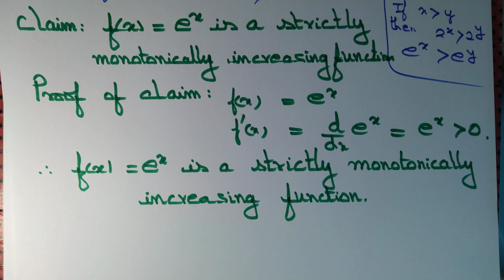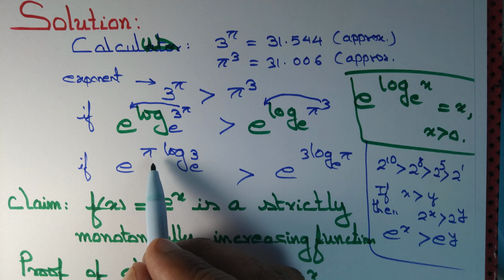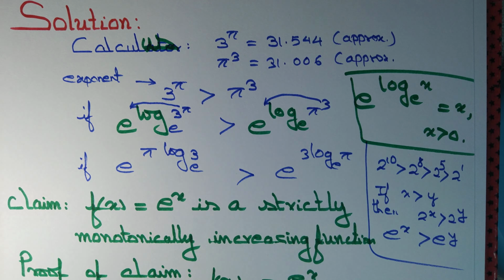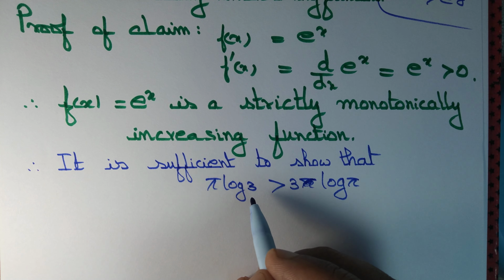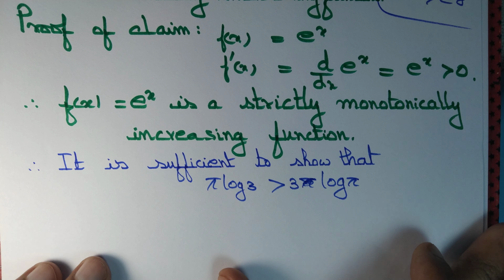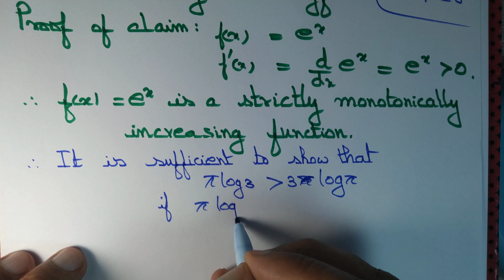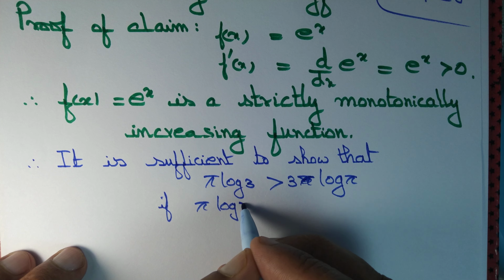Now, as we have shown that f(x) equal to e to the power x is strictly monotonically increasing, if I can show that this number is bigger, then e to the power that will also be bigger than this. So we just need to show that pi times log 3 is greater than 3 times log pi. That is true if pi times log 3 minus 3 times log pi is greater than 0. Well, that's also not easy.